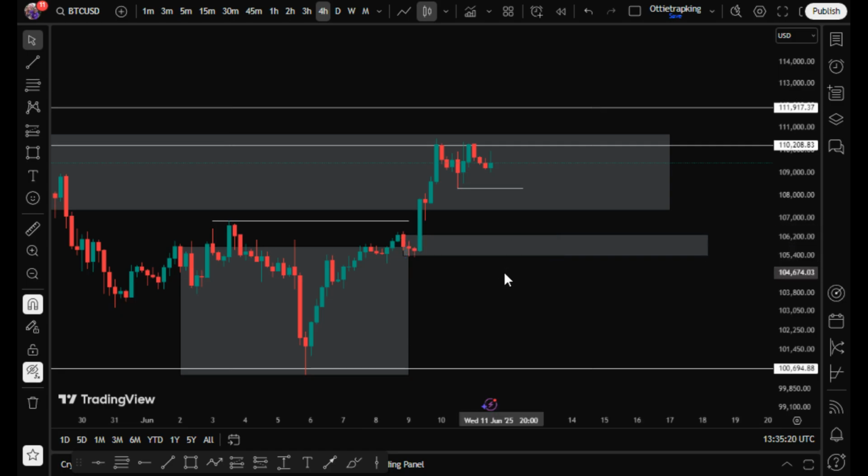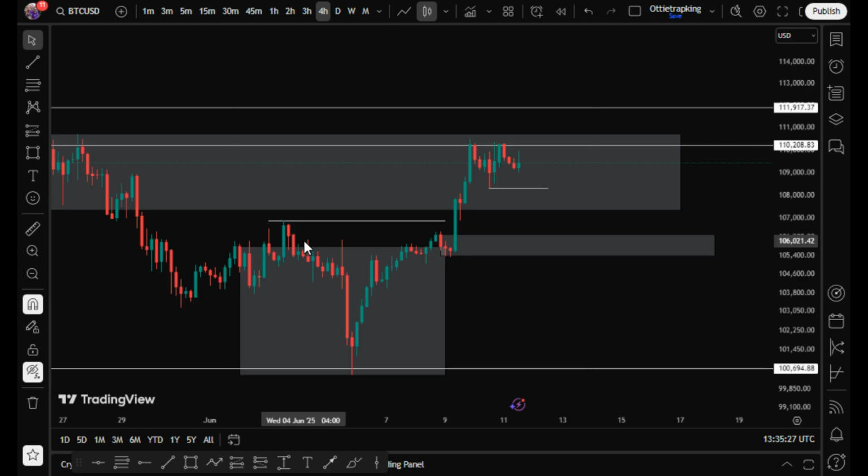But we can see here the market managed to create a structure over that point there, this structure here. Let me mark it something like this, something like this.